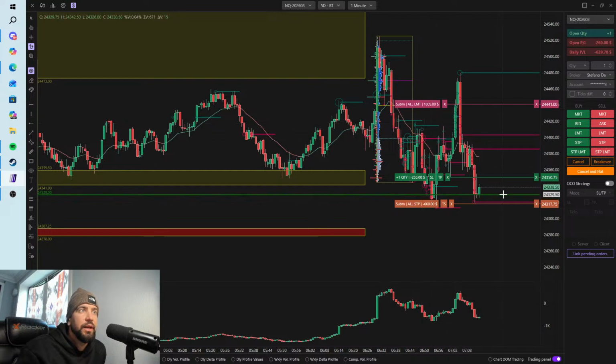This is the area where they're buying again. This is that last, like I said, that last protection area. If this breaks below this, then we're gonna see aggressive selling further down.